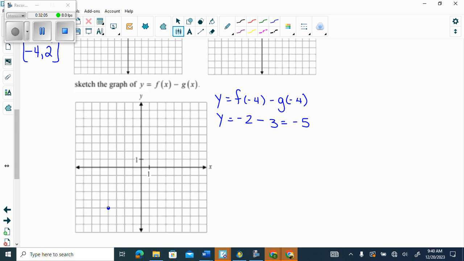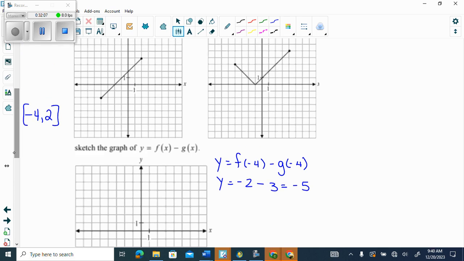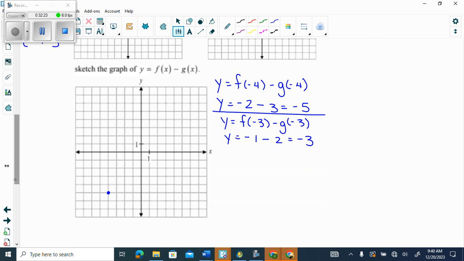Then I do the next one. Y equals f of -3 minus g of -3. F of -3 is -1. G of -3 is 2. So I get -3. So -3, -3.